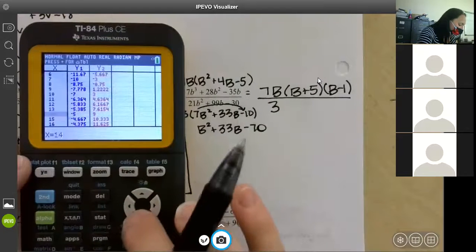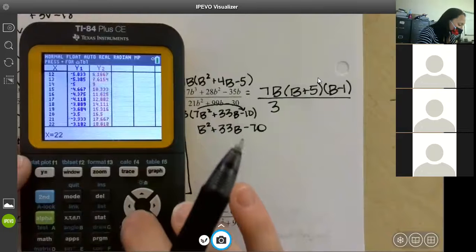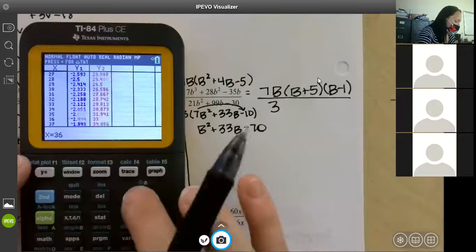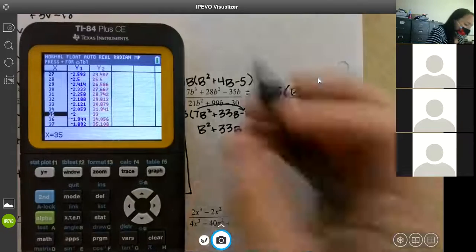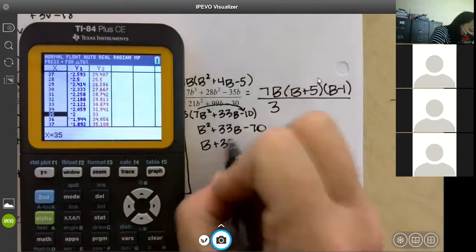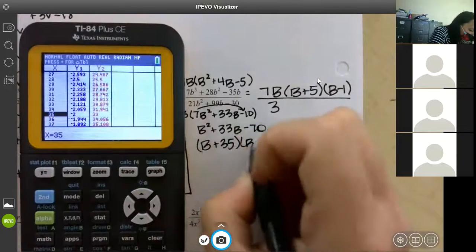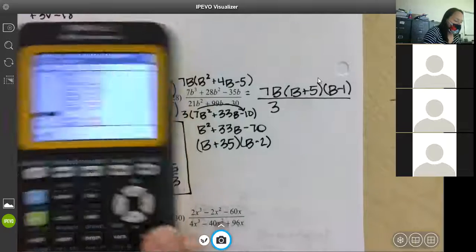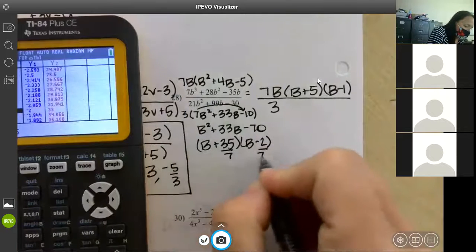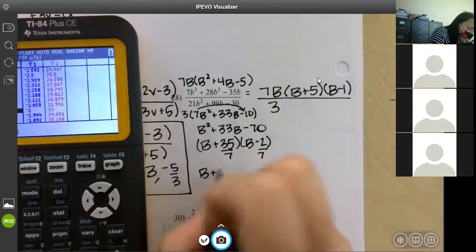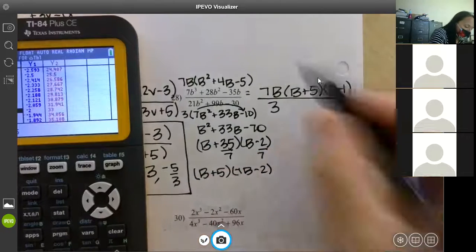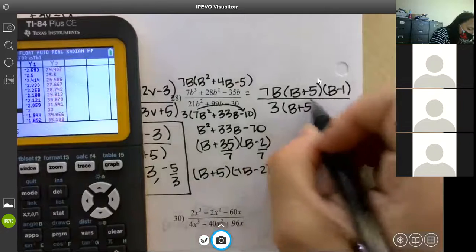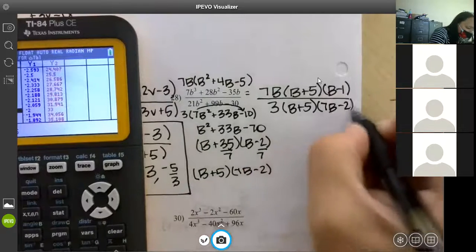No, let's go in negative. Let's see if we can find any. Yeah, I just want to show them. 35 and negative 2, you see the 33 in the red. So you find it that way. So I get b plus 35 and b minus 2. Don't forget to go back and divide by 7. So my factors are b plus 5 and 7b minus 2. So b plus 5 and 7b minus 2.